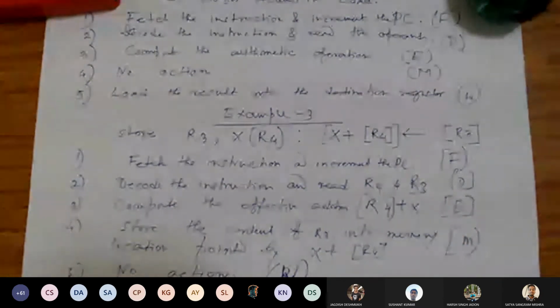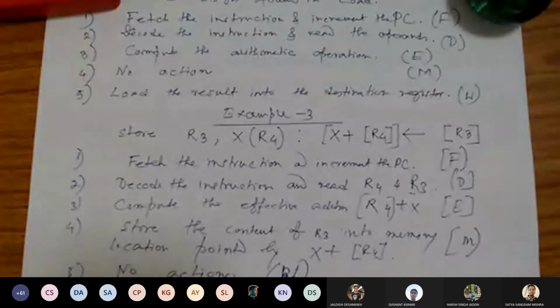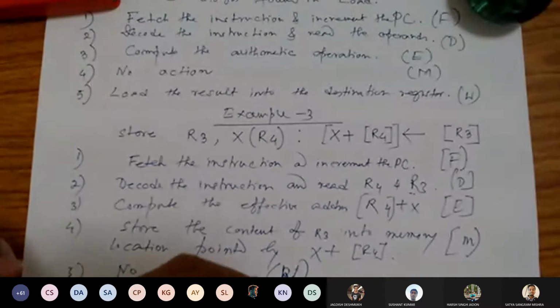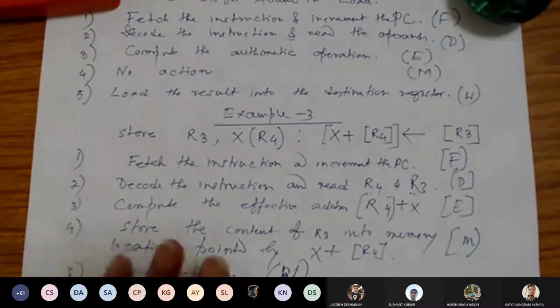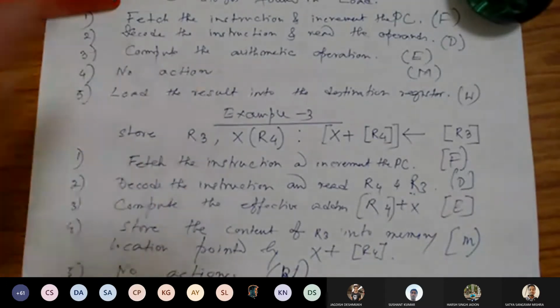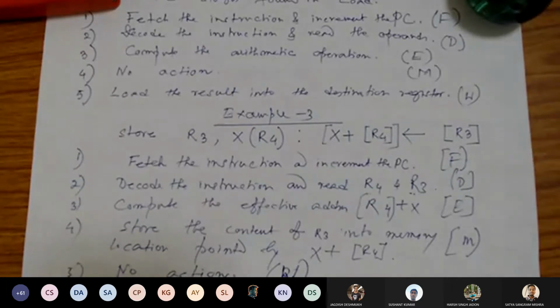So all these 3 instructions actually cover probably 80% of the instructions, because it's a load store architecture. Loading something from memory, use load. Storing something into memory, use store. Any arithmetic operation, use this. So more than 90% of the instructions will fall into this category.